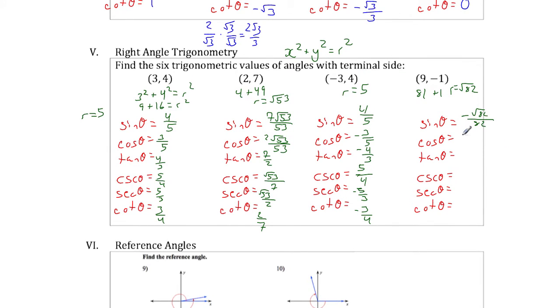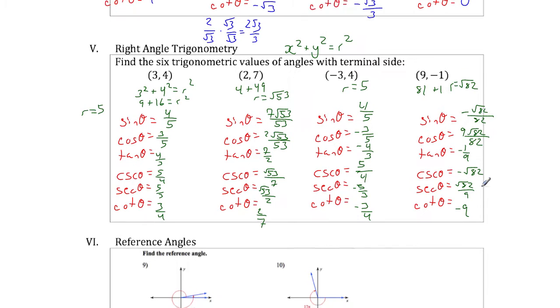Cosine is going to be 9 root 82 over 82. And then the tangent would be y over x, so negative 1/9. Cosecant would be r over y, which would be negative root 82. Secant would be root 82 over 9. And then the cotangent would be negative 9 over 1, or negative 9.